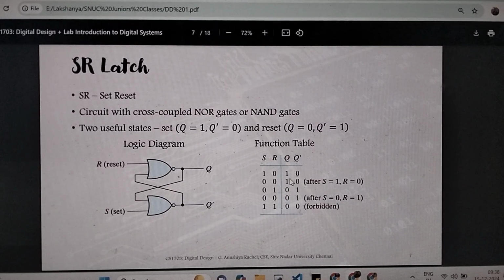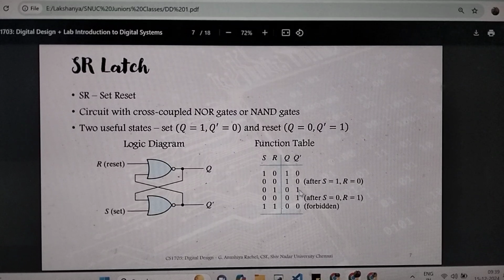But you will notice, even for the opposite, if Q had been a 0 and Q bar had been a 1, you would still see that if S is 0 and R is 1, you would still get this. So again, another statement I would like to make: when S is 0 and R is 1 in the NOR gate implementation of an SR latch, irrespective of what my previous or current state is, Q becomes 0, Q bar becomes 1.